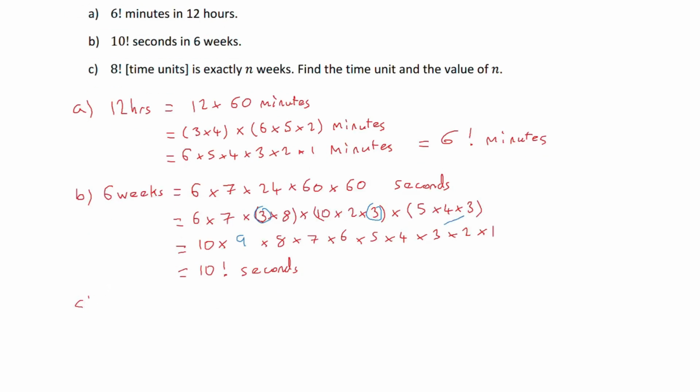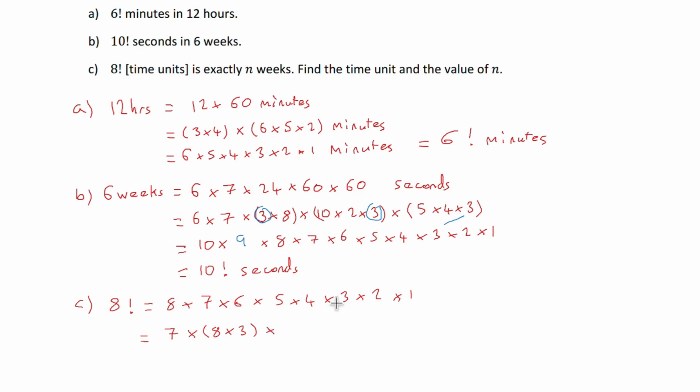The last one is just getting you to think about this a little bit backwards. 8 factorial something is exactly n weeks. So let's have a think. 8 factorial is 8 times 7 times 6 times 5 times 4 times 3 times 2 times 1. Okay, so the 7 is going to give us the days per week. Then the hours per day is going to be the 8 and the 3 to get to 24.